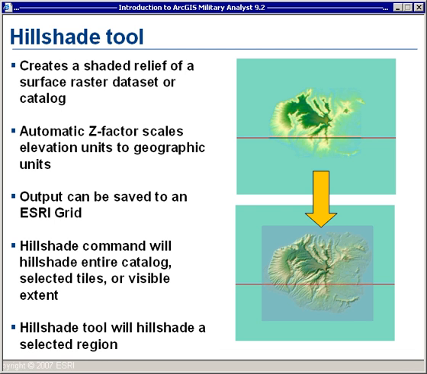The difference between the command and the tool is that the Hillshade command will hillshade your entire catalog, a selected group of tiles, or will hillshade all of the tiles in the visible extent. The Hillshade tool, on the other hand, will shade a selected region that you draw a box around.